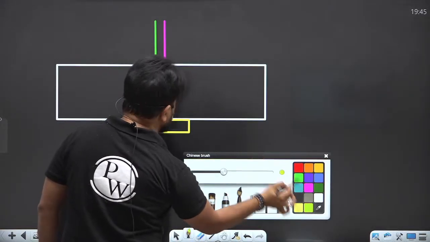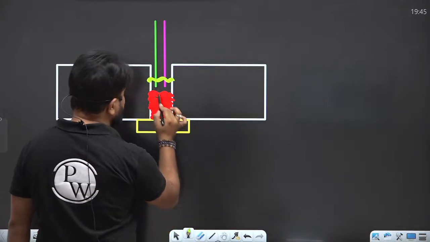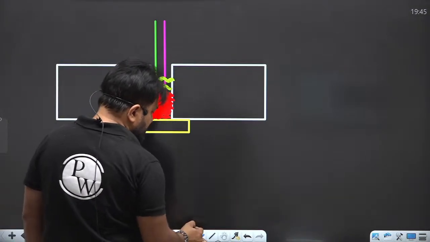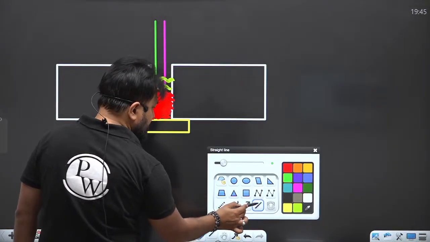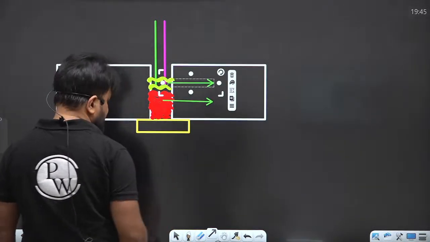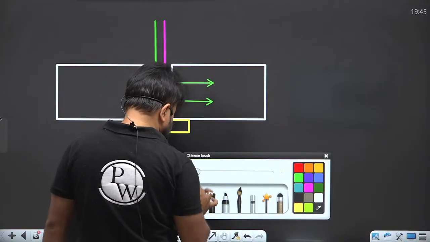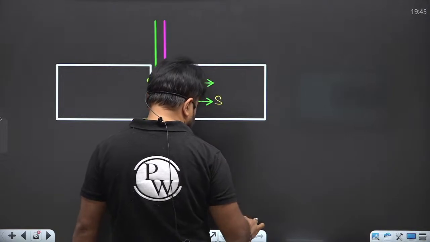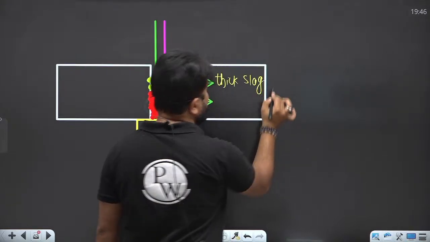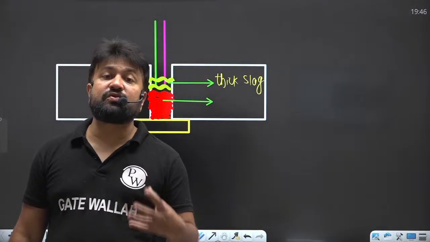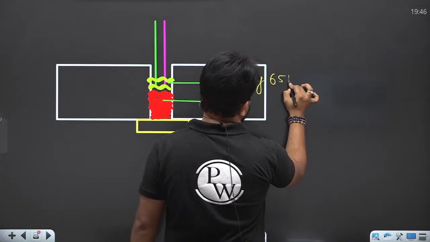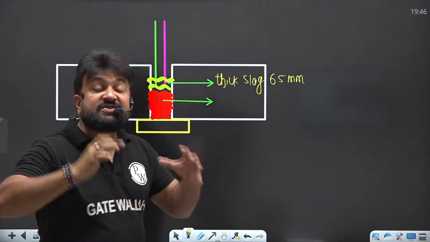This is molten metal, and this is, my dear, liquid slag. This is the liquid pool, and this is the slag. This is the thick slag. You know the thickness of the slag is so much, like 65 mm. The thickness is too large.